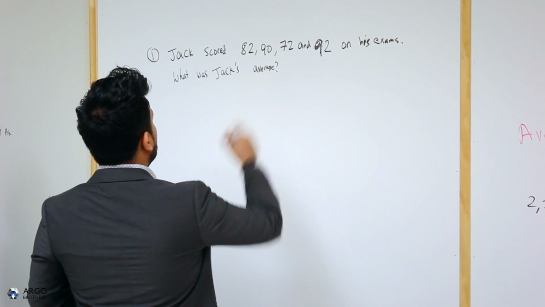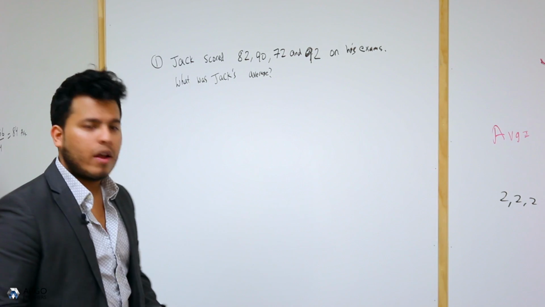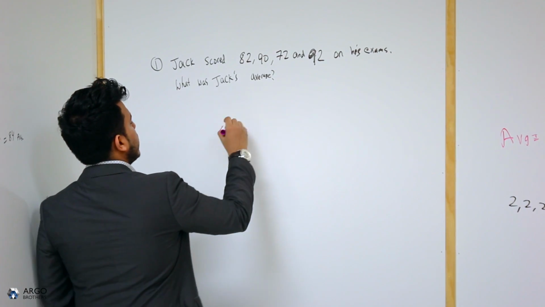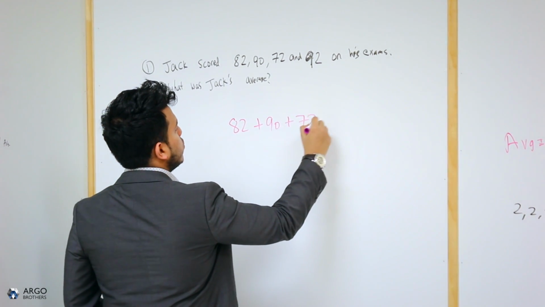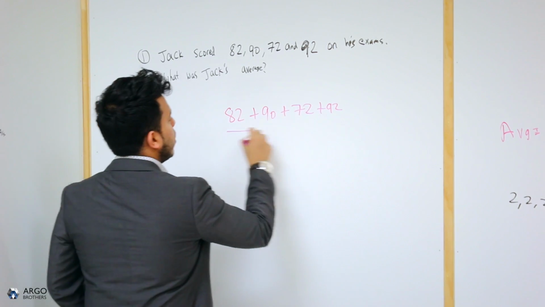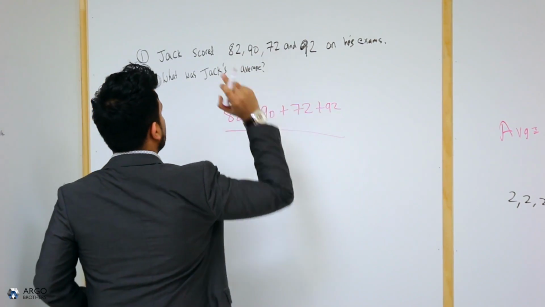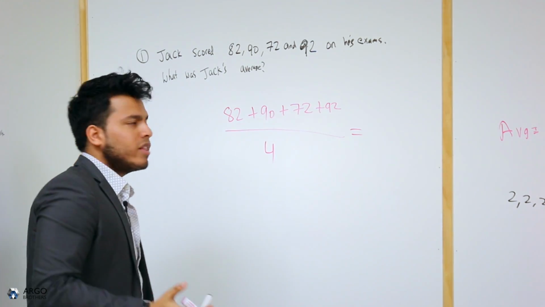Jack scored 82, 90, 72, and 92 on his exams. What was Jack's average? This is a very simple question. There's nothing sophisticated, and they're not trying to complicate the question at all. All you do is use the formula straight across. You have 82 plus 90 plus 72 plus 92, all over the number of numbers, right? So 1 exam, 2, 3, 4. So he's taken 4 exams altogether. And there you go, you get the average.